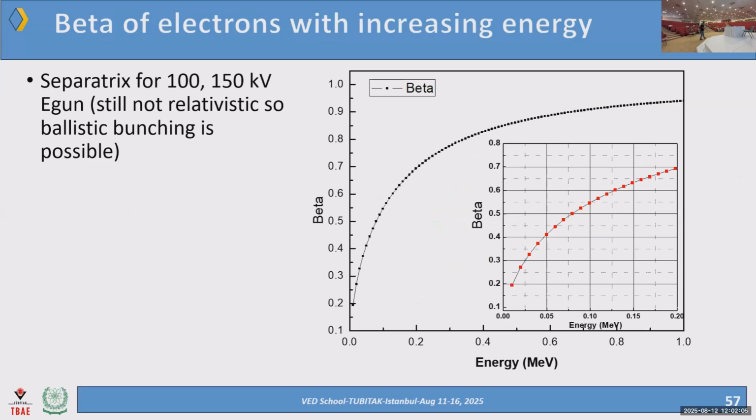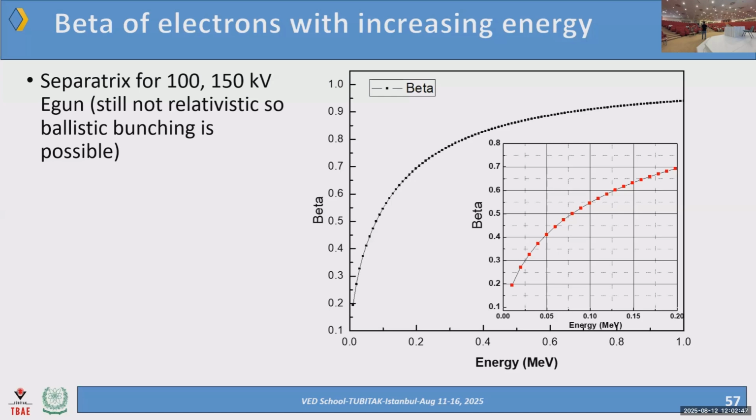Take a look at this graph. This is a graph of the relativistic beta, v over c, of the electrons. I plotted it from, let's say, a few hundred keV to 1 MeV. The range where typical electron guns in klystrons operate is around 100, 150, 200 kilo electron volts, and they're still not very relativistic. For example, for 200 keV, the beta is 0.7.